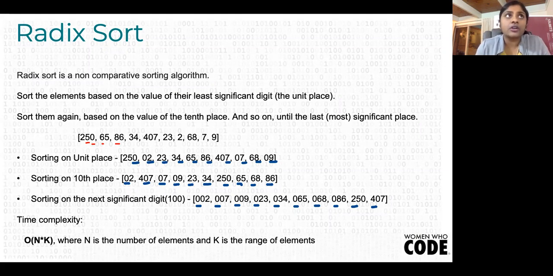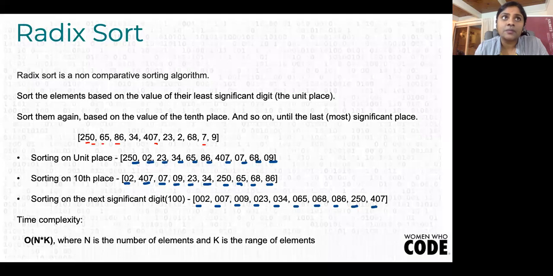Another thing is Radix sort is a stable sort. What that means is the order of elements is maintained. Here 7 and 7 both have equal value, but they are placed in the same order that they were in the original array. So 407 and 7. That's why it's a stable sort.